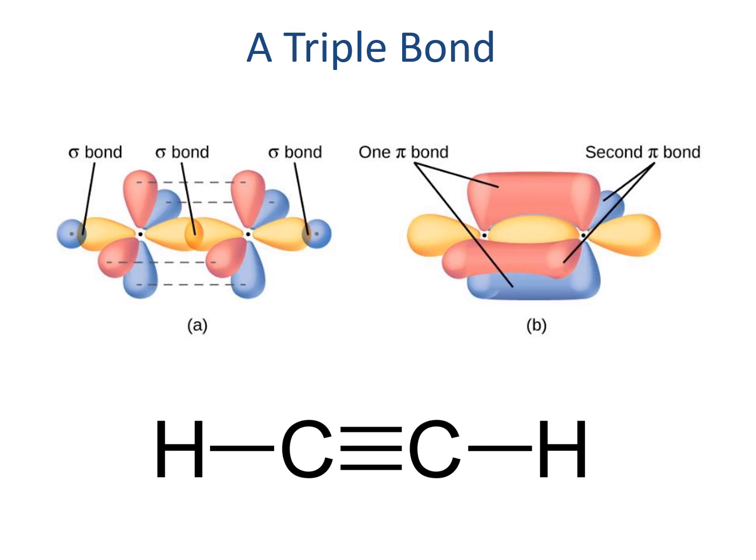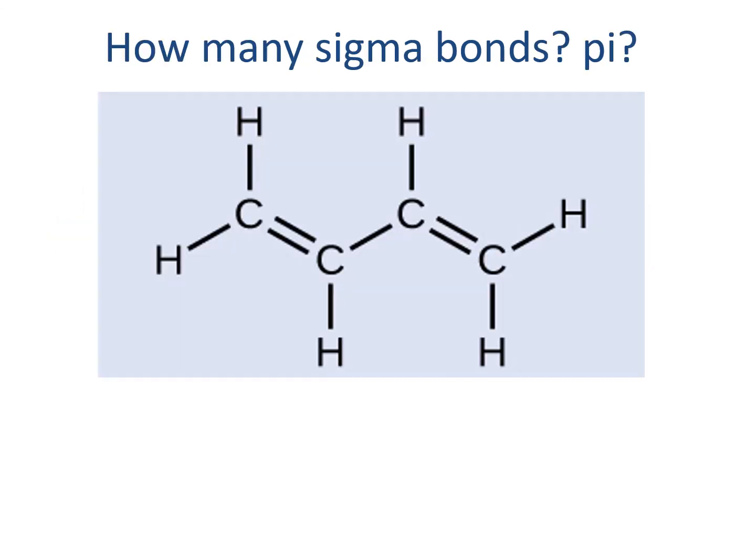So every bond consists of a sigma bond, but double and triple bonds also have 1 or 2 pi bonds, respectively, as well. With this in mind, try to identify the number of sigma bonds in the structure shown, which is butadiene. Then try to identify the number of pi bonds. Here are the sigmas, 1 between every set of bonded atoms for a total of 9 sigma bonds. And the pi bonds are only in the locations where there is a double or triple bond, so only 2 pi bonds.